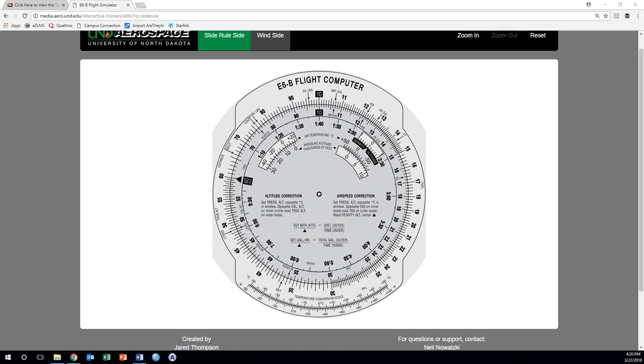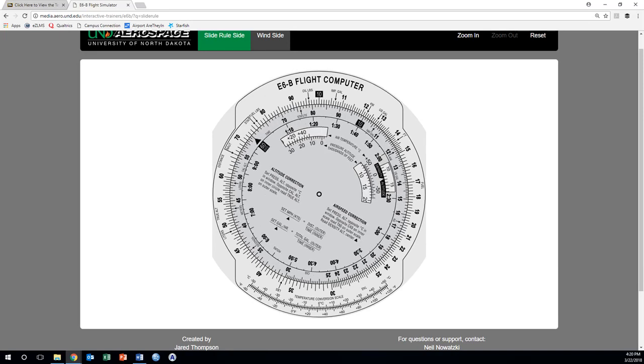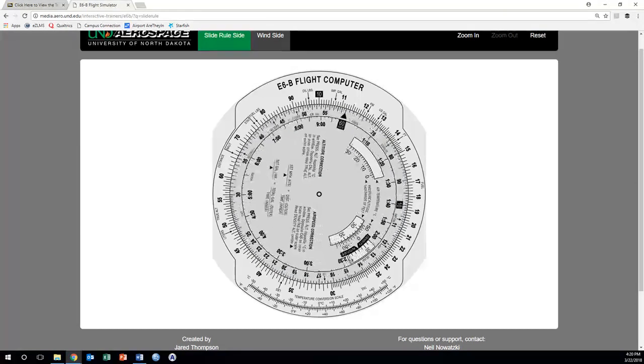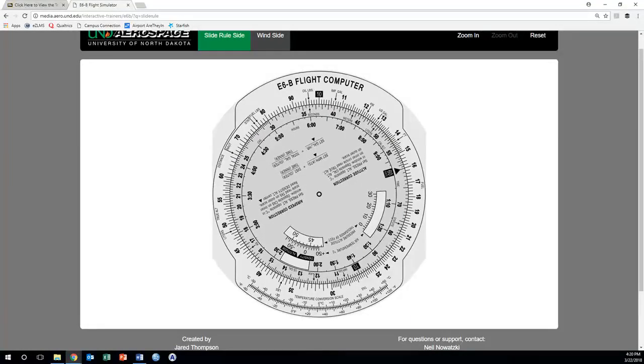So we're going to move that 60 index, move that arrow to our known speed, which is 160. Don't forget the concept of the floating decimal. So we're going to line that arrow up with the number 16 on the A scale, which in this case represents the number 160.